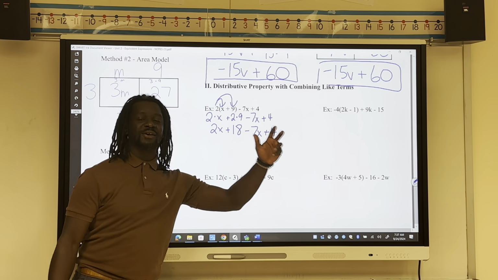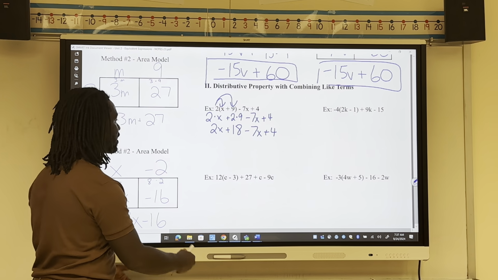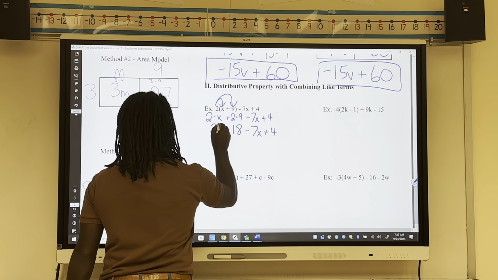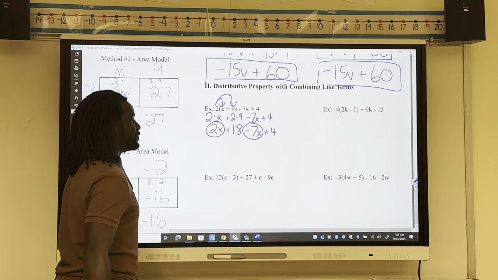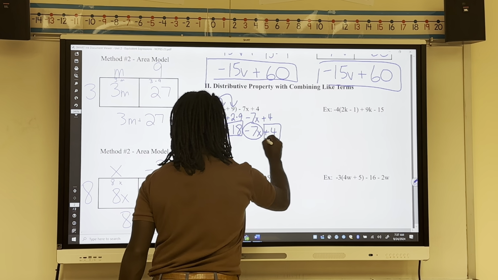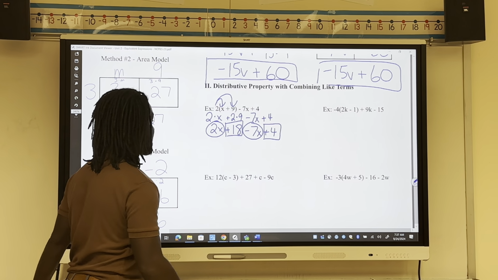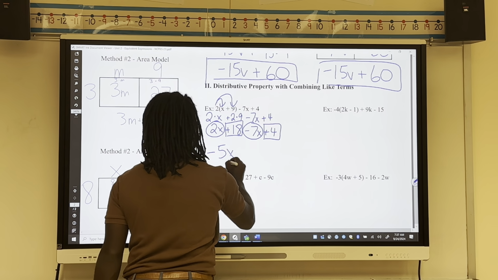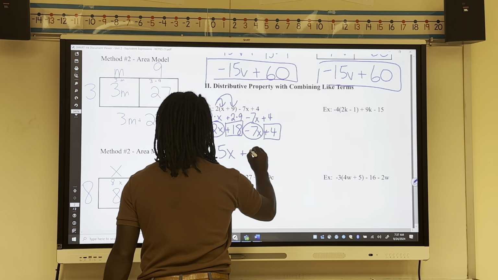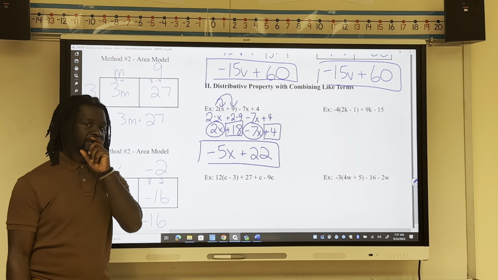And now, once we get here, guys, this is exactly where we ended in the last lesson, okay? Now we have this long expression, and we need to combine the like terms in order to simplify it. So I'm going to circle my variable terms that are the same, and then I'm going to box my constant terms that are the same, and then I'm gonna add the like terms. So 2x minus 7x is gonna give me -5x, and then 18 plus 4 is gonna give me a +22, and that is my simplified equivalent expression, all right?